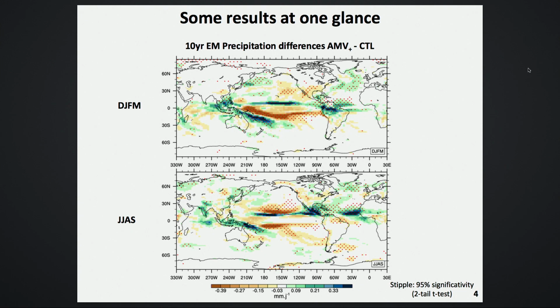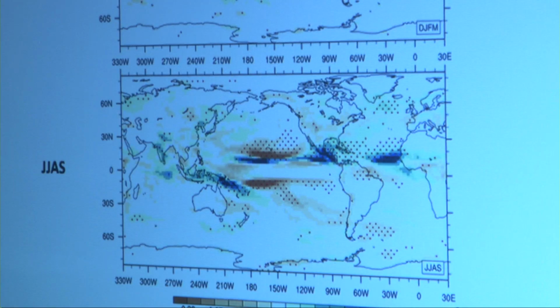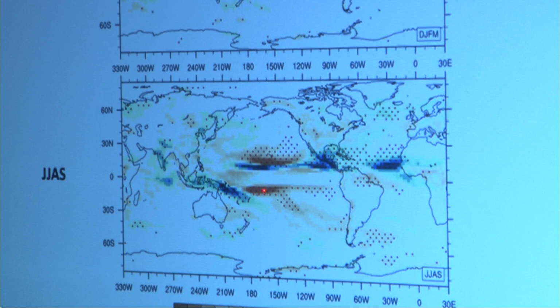In terms of precipitation, blue means increase of precipitation, and red and brown decrease of precipitation. We can see in JJAS an increase of the northward part of the ITCZ over the Atlantic, and as well over the eastern part of the Pacific. And over the western Pacific, we can see a tilt of the SPCZ to the west, like that. And we can see that as well in DJFM.